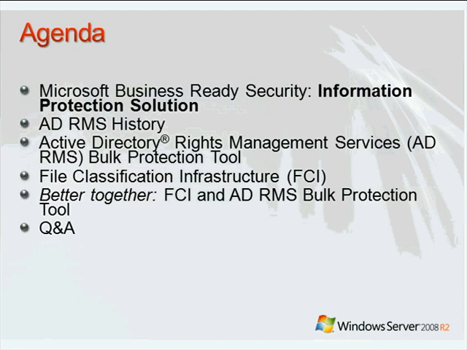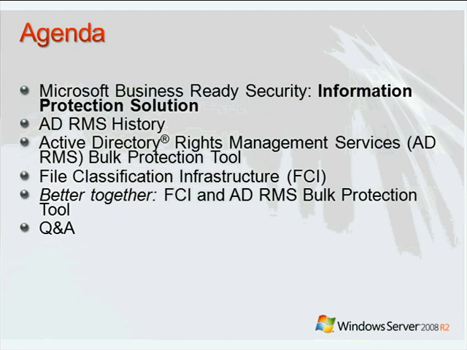So today's agenda goes this way. First of all, we will talk about Microsoft's business ready solution scenario. In that, we will specifically cover this particular subsection or tier, we can say, that is the information protection solution. Then we will talk briefly about the Active Directory Rights Management Services history, how it evolved and how it's getting better and better in the current operating systems, and how you or your customers can leverage a lot from the Windows Server 2008 R2 perspective.